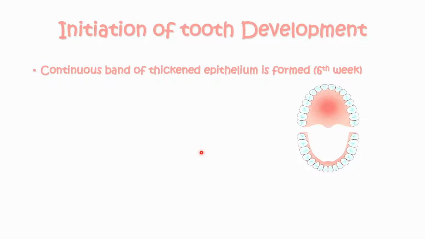One band forms in your upper arch and other bands form on your lower arch, in the region where the upper and lower jaw will later develop. Initially, when you are in your mother's womb, on the 6th week of intrauterine life, there will be a continuous band of thickened epithelium. One band will form on your upper arch and one will form on your lower arch that will later develop into the upper and lower jaw.